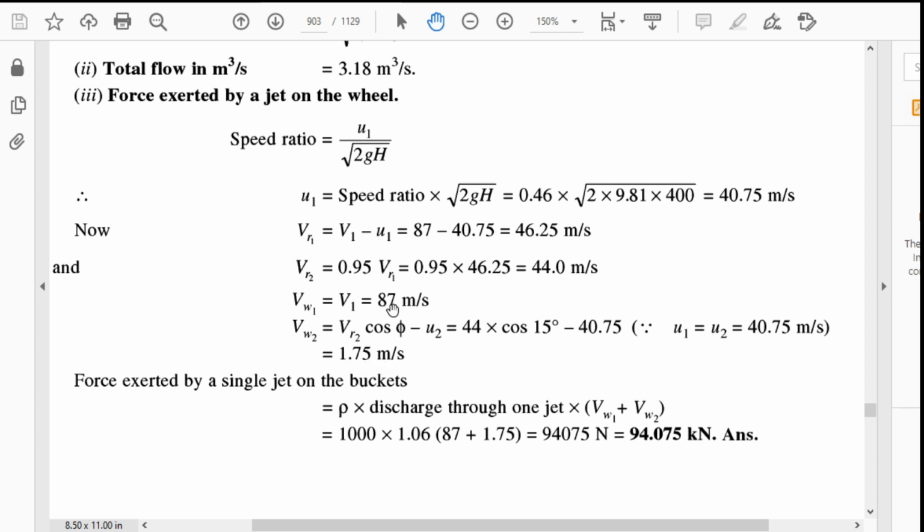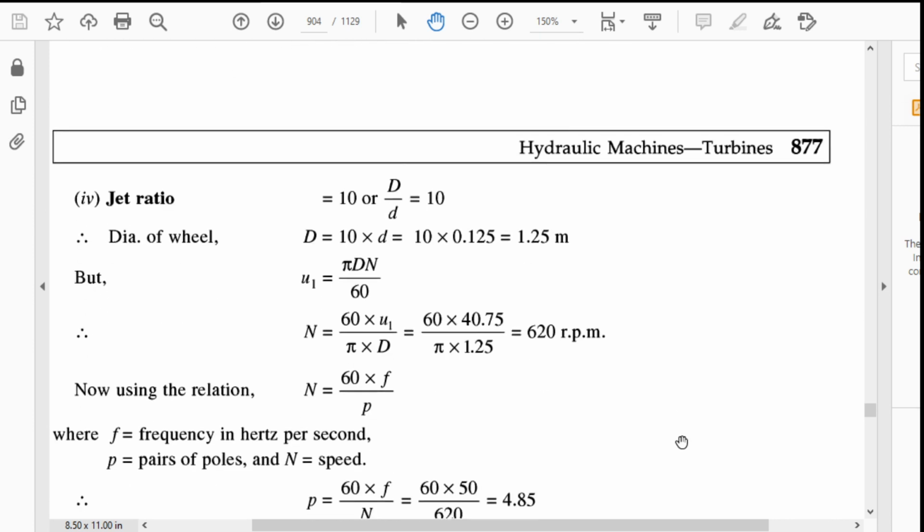VW1 we have got as 87 and VW2 as 1.75. So the force exerted by a single jet on the buckets will be Q times (VW1 plus VW2), where Q is nothing but the discharge through one jet. Force is obtained as 94.075 kilonewtons. Okay, now this is about the first part of that numerical.